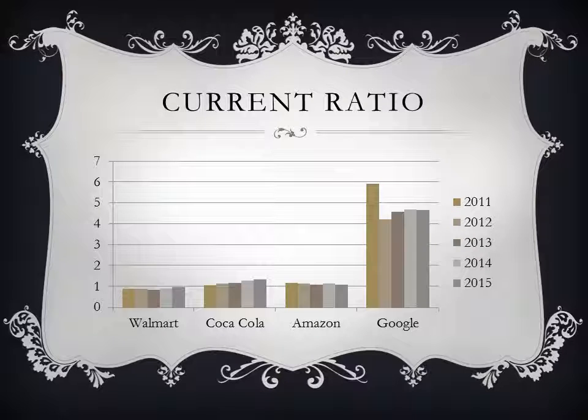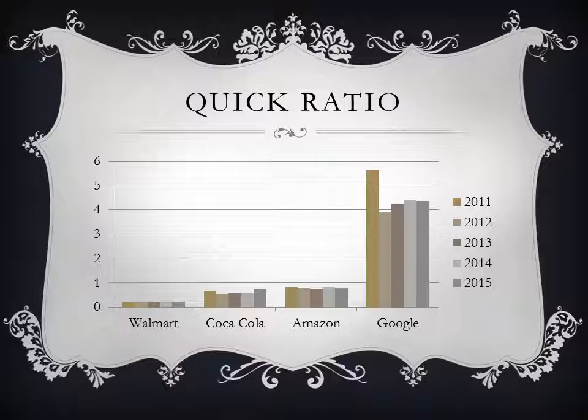So here's my chart for the four companies' current ratio over a 5-year period. The current ratio is a liquidity ratio that measures a company's ability to pay short-term obligations. Unlike other ratios, it incorporates all assets and liabilities. At first glance, we can see that Google's numbers are a lot higher than the other companies. Walmart having all of their numbers less than 1 means they have more liabilities than assets, and also that their net working capital is negative.